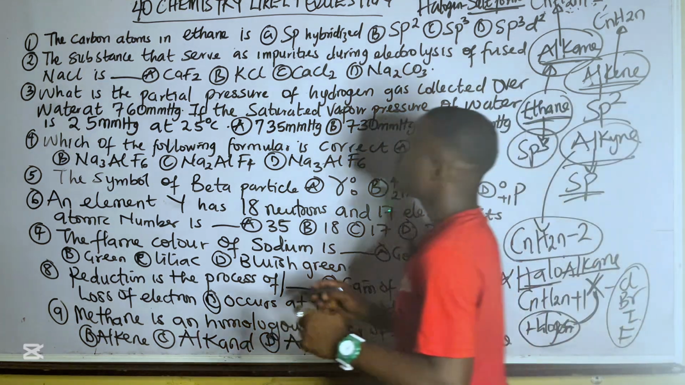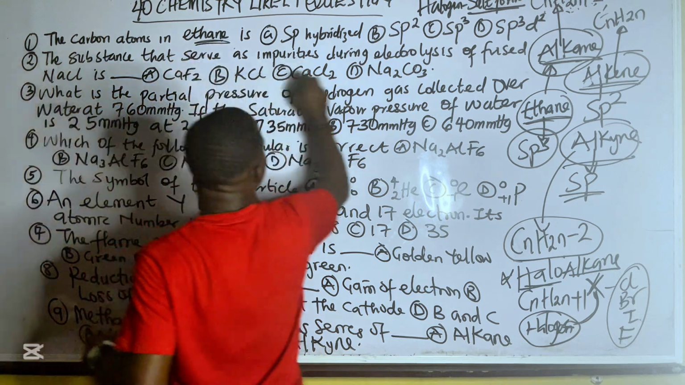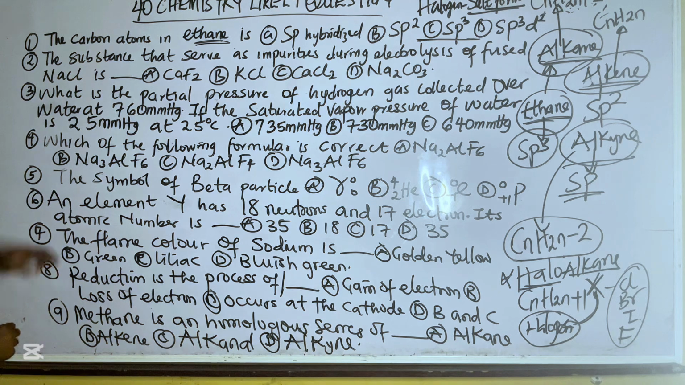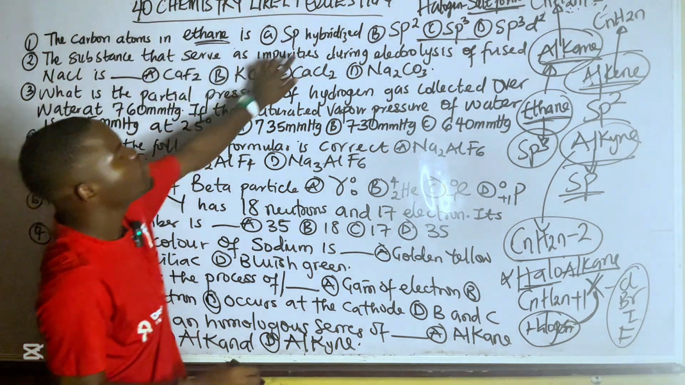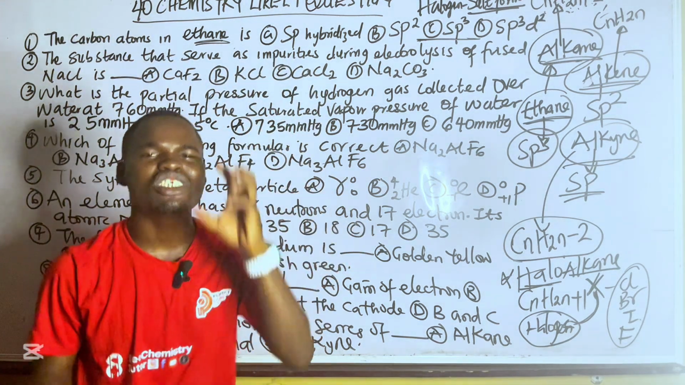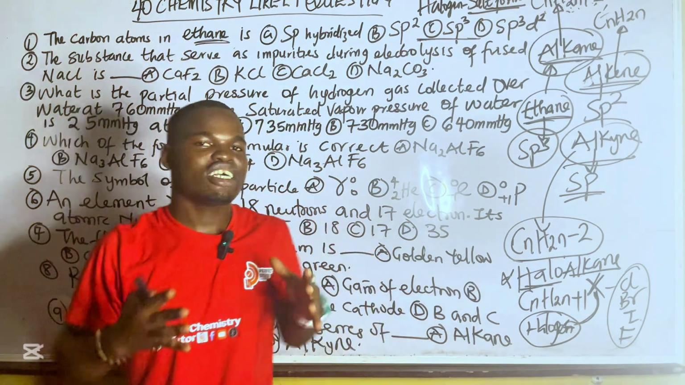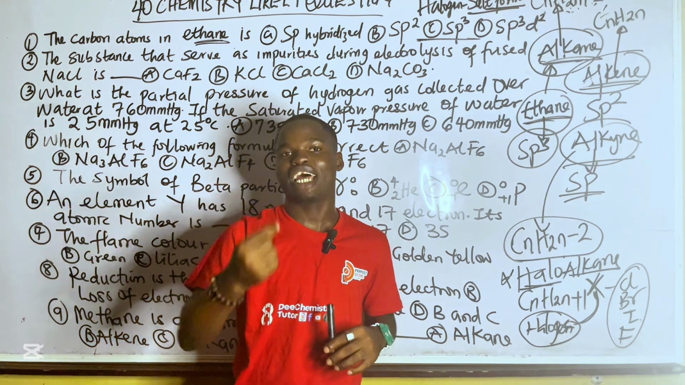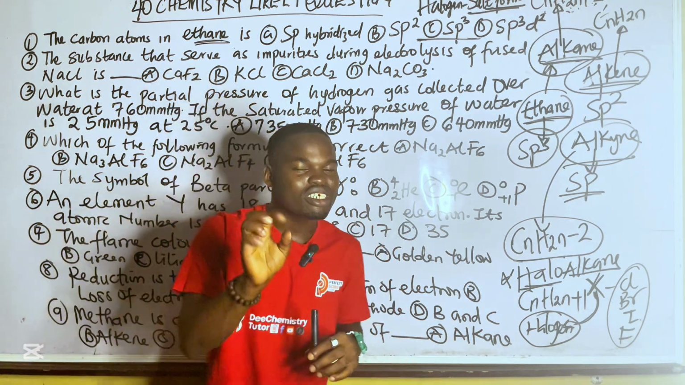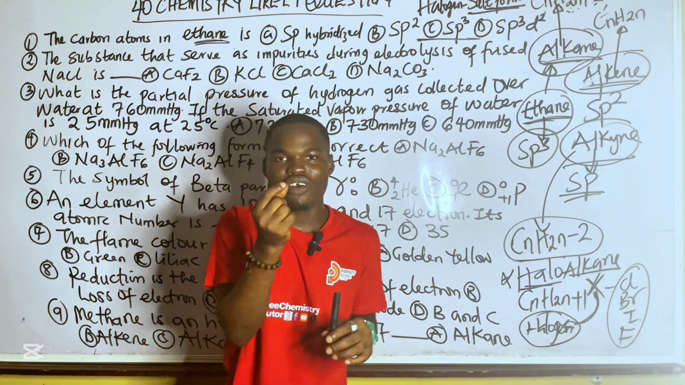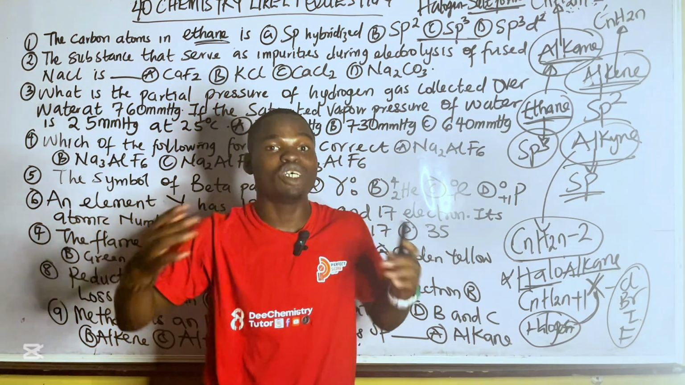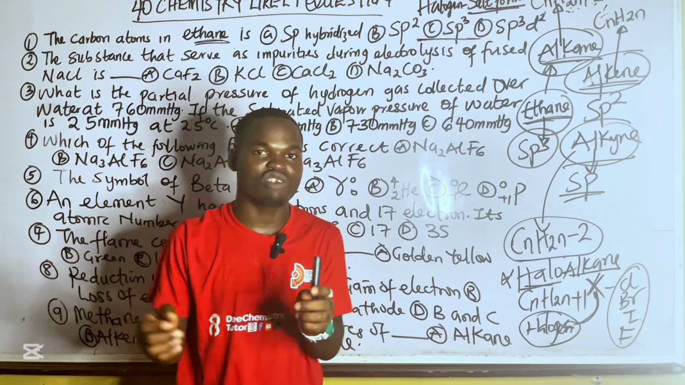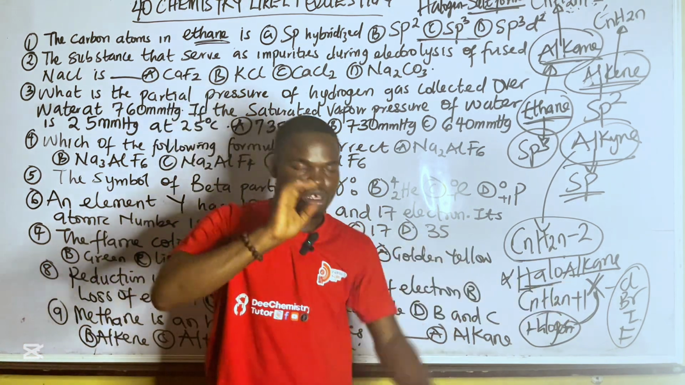Okay. So the answer to question 1, since it's an alkane, is sp3 hybridized. Question number 2. The substance that serves as impurities during electrolysis of fused sodium chloride. Don't forget, when we talk about metals and their compounds, one of the very important metals you have to know is sodium. It has a silvery appearance, and it's also soft. Metals are meant to be hard, but sodium and potassium deviate from that property. In fact, you can cut sodium like this. Please take note of that.